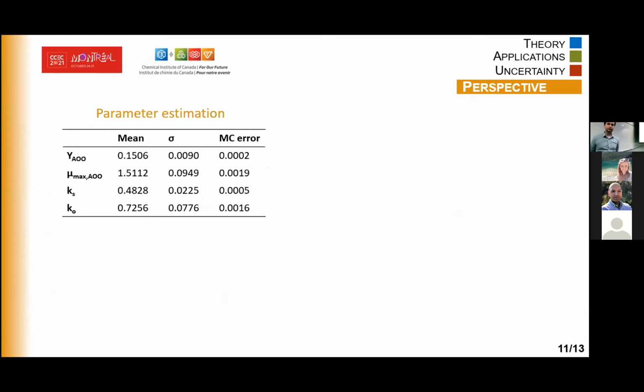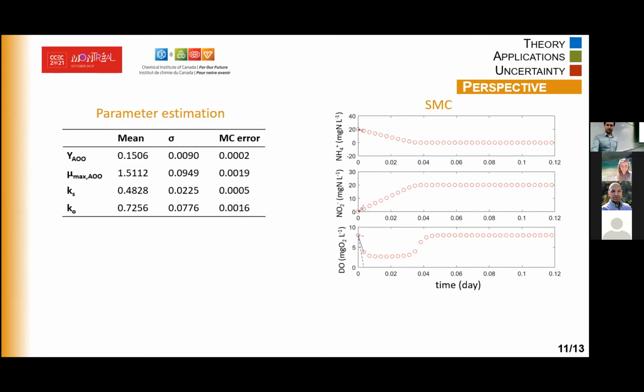So finally, we can evaluate the parameter estimation. We evaluate the mean from all our simulations, the accepted ones, and we can evaluate the standard deviation as well as the Monte Carlo error. Following this, I wanted to show also how another algorithm would look.